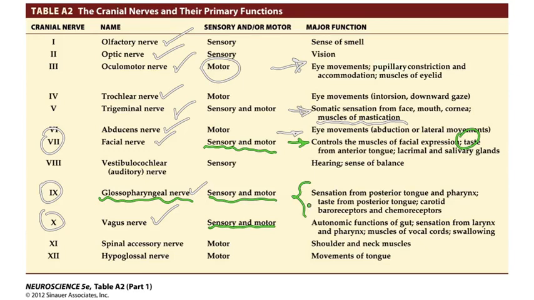One additional function that's worth highlighting for the glossopharyngeal nerve is that it also provides important sensory signals that are important in cardiovascular control, specifically signals derived from the carotid bodies as well as the aortic arch.